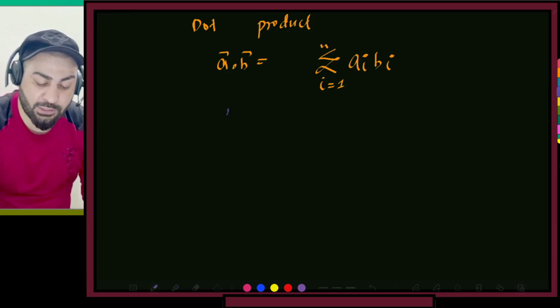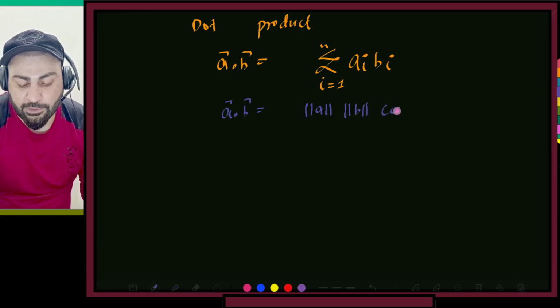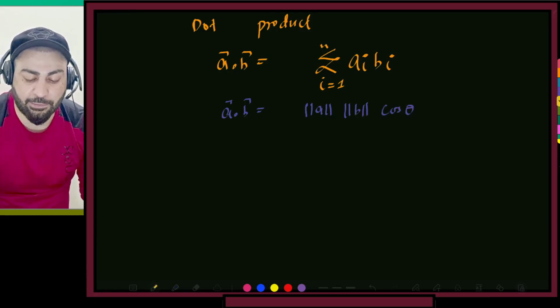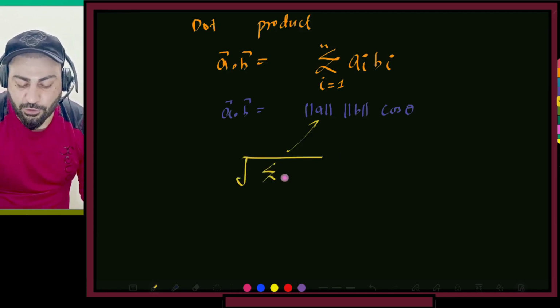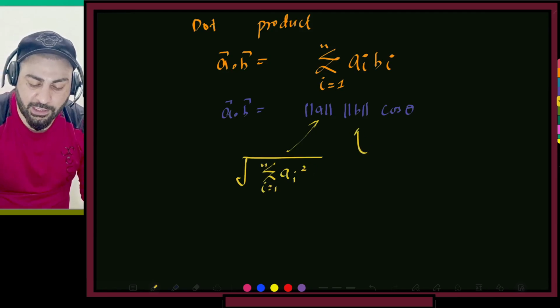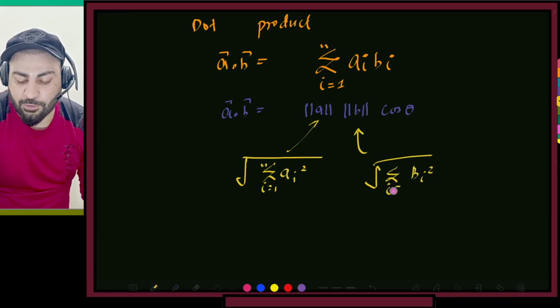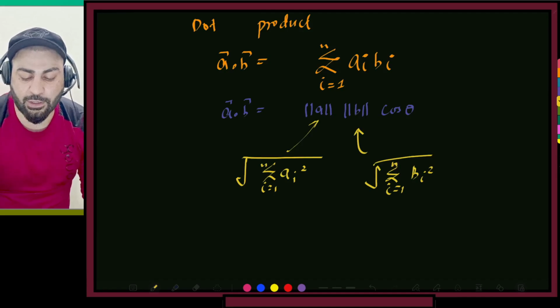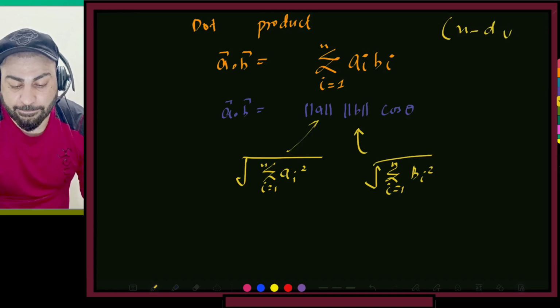And then we also said a dot b is equal to magnitude of a, magnitude of b, cos theta. This theta is the angle between them. I said this is the distance from the origin. So how do we compute this? This is the square root of the summation of a_i squared, i goes from 1 to n, and this over here is the square root of the summation of b_i squared, i goes from 1 to n. So this is the generic form if we have an n-dimensional vector.